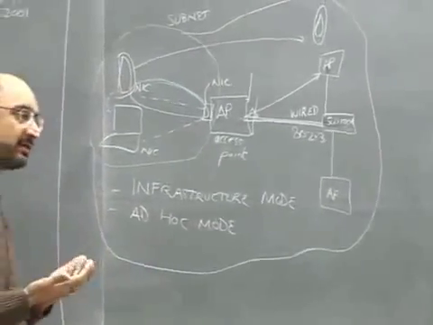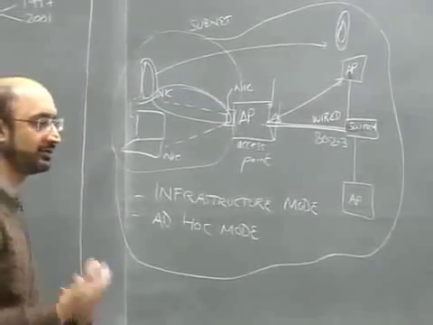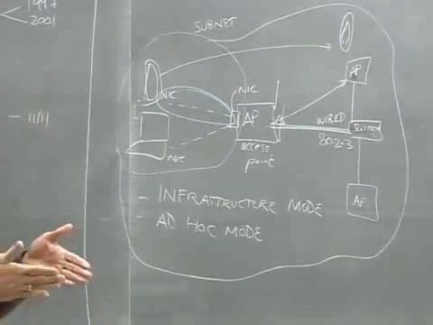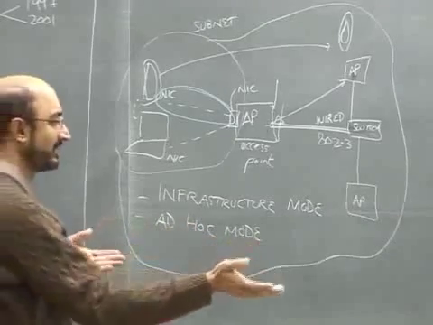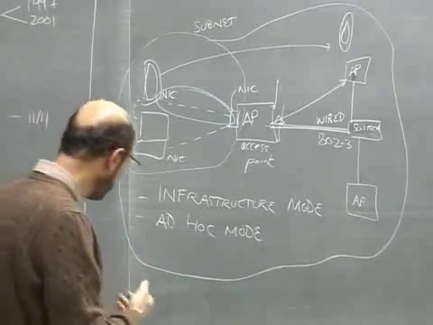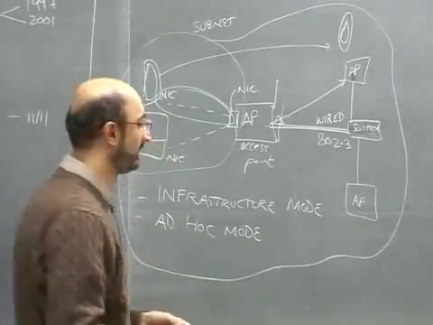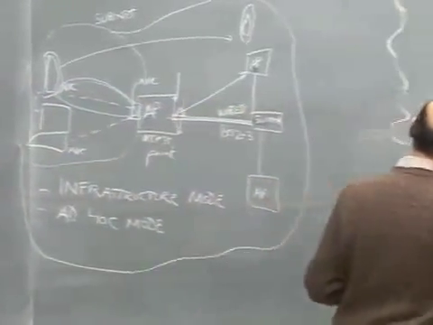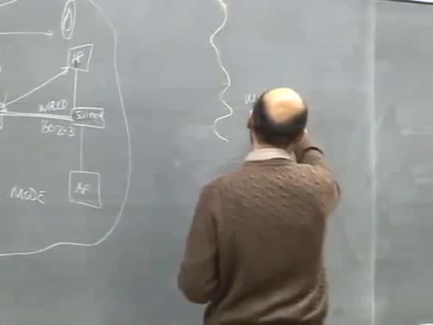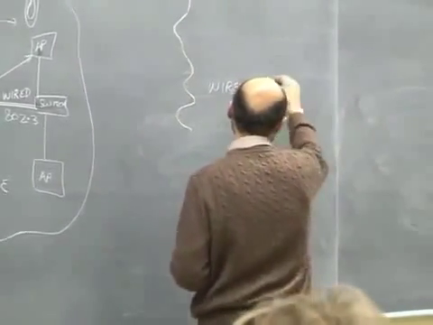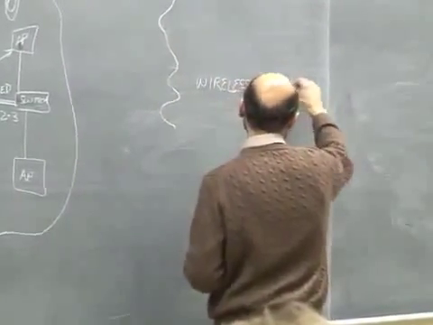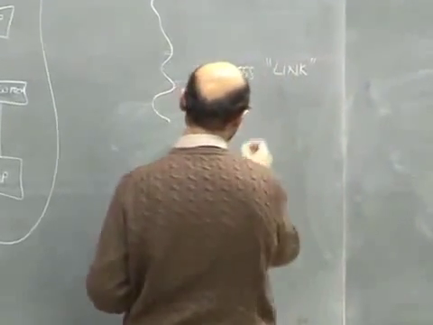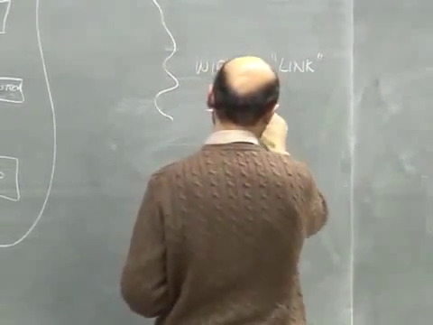We draw it as a link, and intuitively, what we mean by link is that if you send something, it's going to come out the other side. But the problem with Wi-Fi is it's not really a link in the traditional sense of the word. And there are two reasons why it's not a link. The first thing is that it's very noisy.